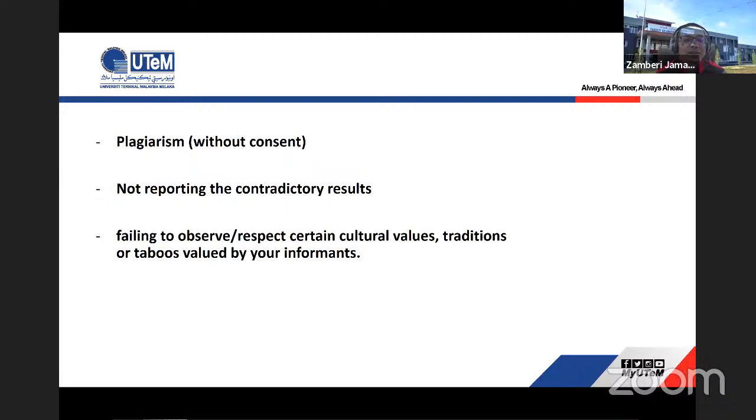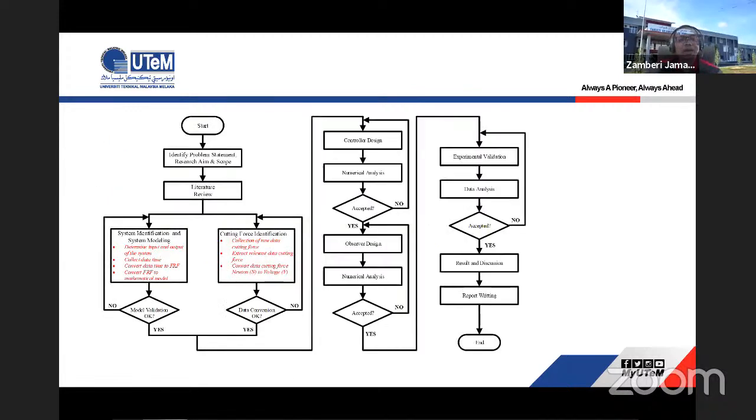Failing to observe and respect certain cultural values and traditional taboos valued by your informer. This is where we work with people, where we get data from our qualitative arrangement and things like that. Okay, some examples about the way that the methodology is being designed.